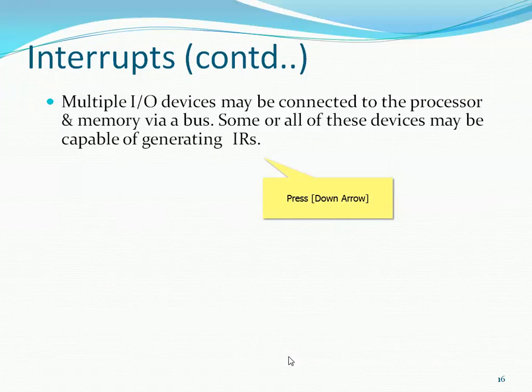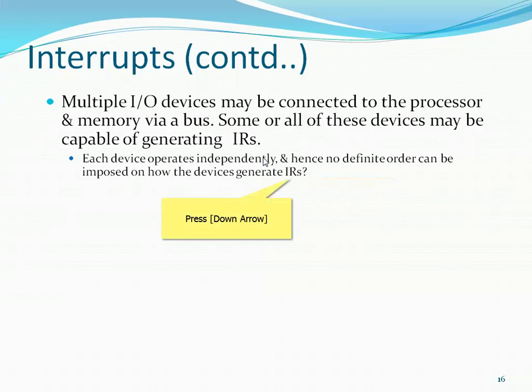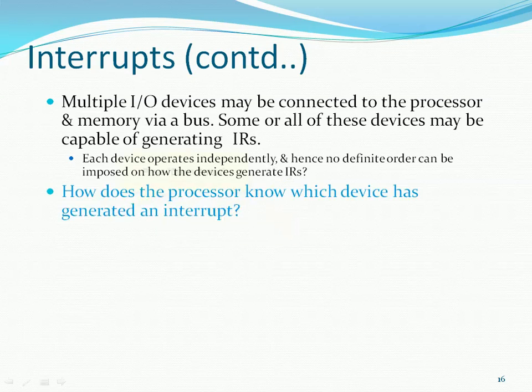multiple IO devices may be connected to the processor and memory. Of course, all those devices may be capable of generating IRQs, that is, interrupt requests. Each device operates independently. Hence, no definite order can be imposed on how devices generate interrupt requests. There is no discipline at all; they are producing requests randomly and mismatched.